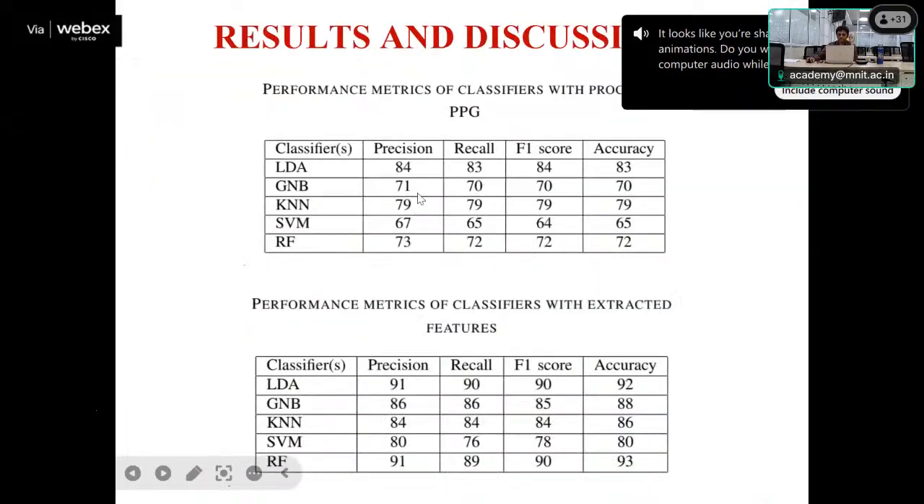This is basically a table where you just observed it with the extracted feature and through only PPG, the extracted PPG through which we are trying to identify the footprint of the CVD patient. And the second table is through extracted features. Through extracted features, you can observe that accuracy is improved drastically.